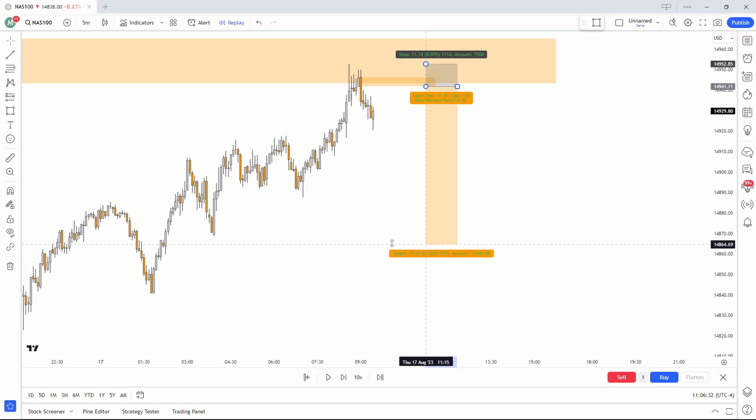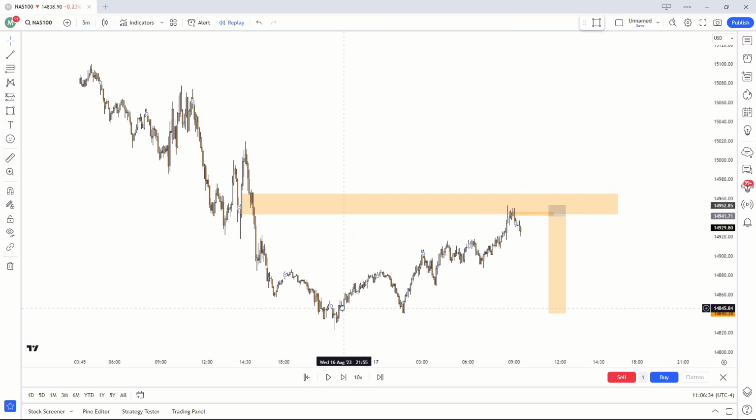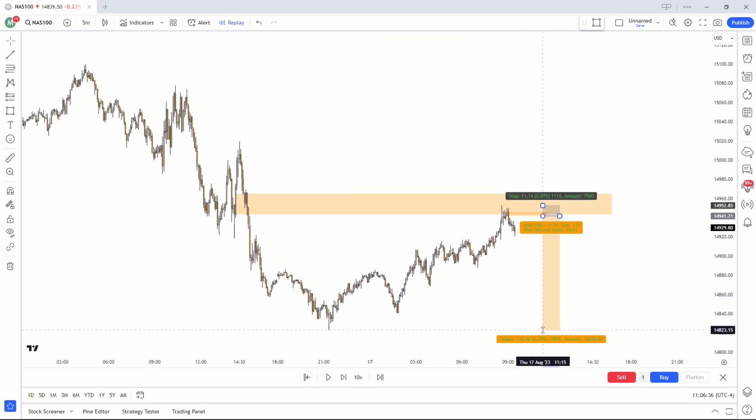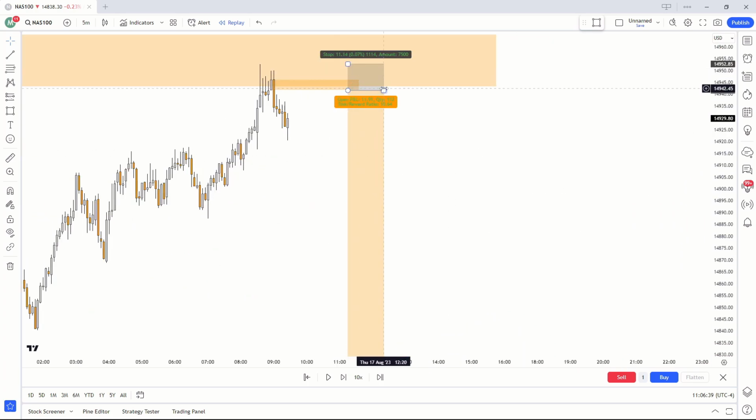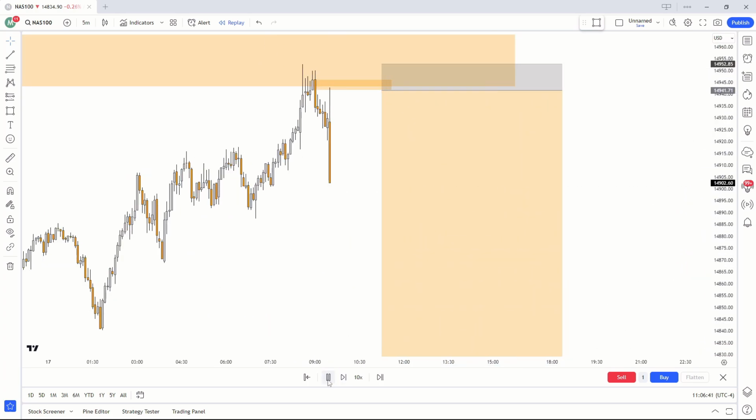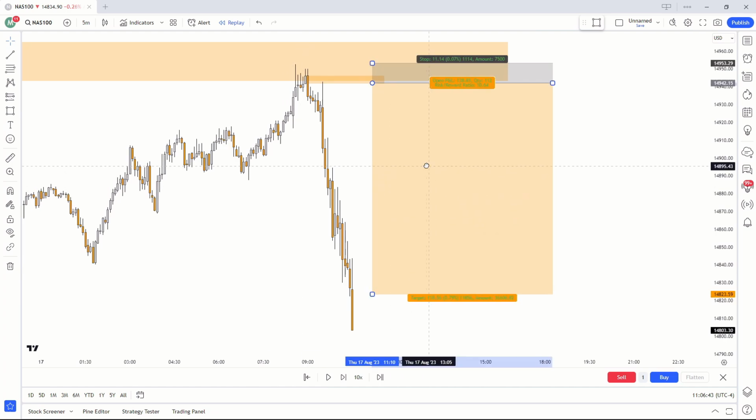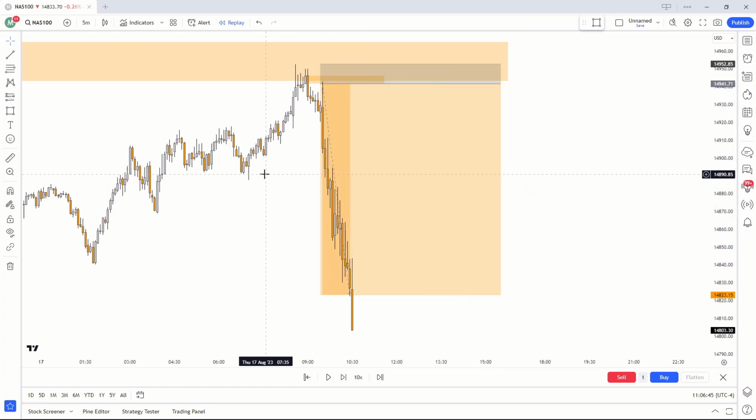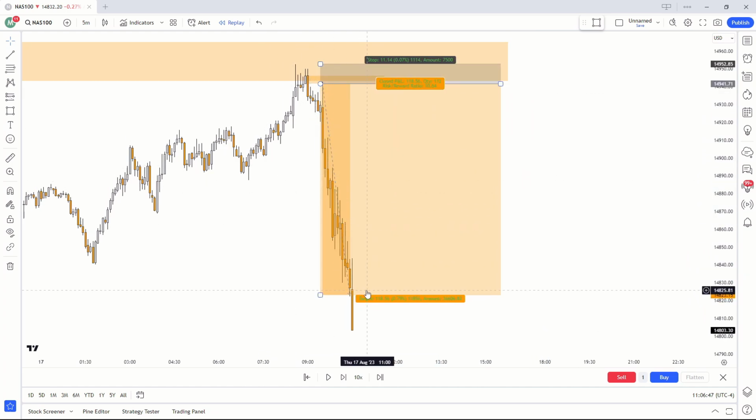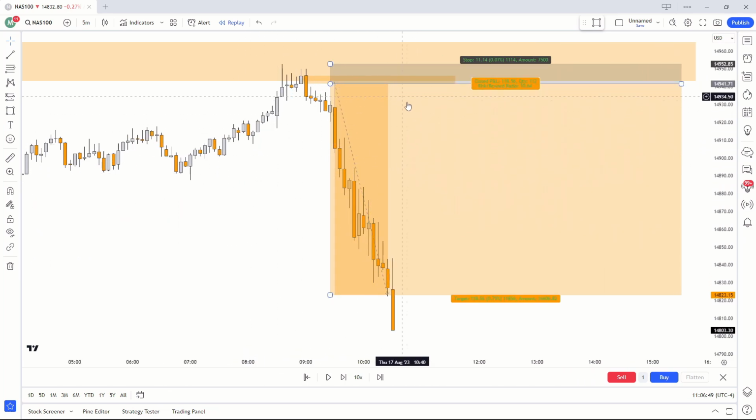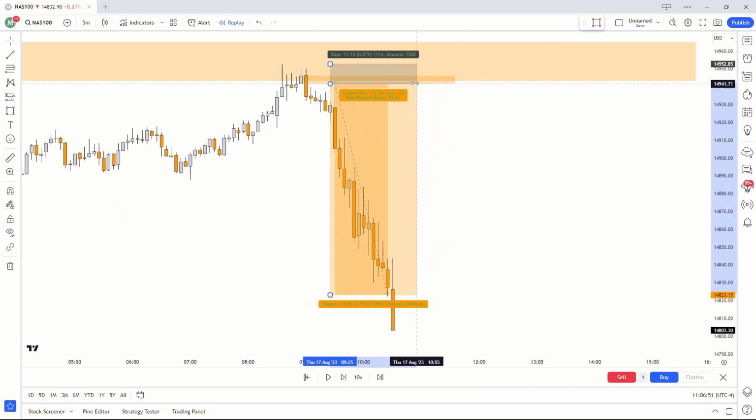First partial would be here, second partial here, and third partial right at this bottom here. So let's play out market and see what market does. Boom. We got a sniper entry right there, and market shot it down straight away. This is a beautiful trade.